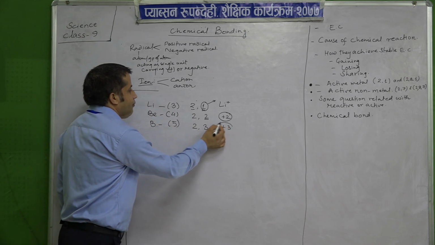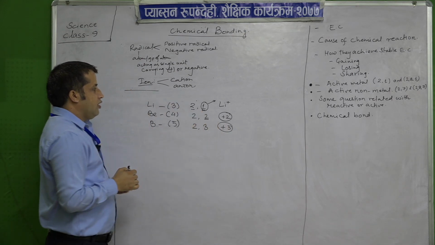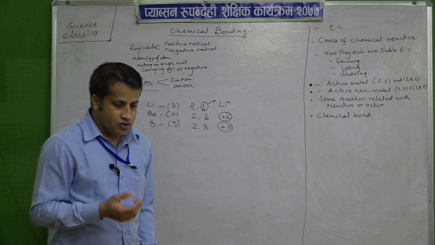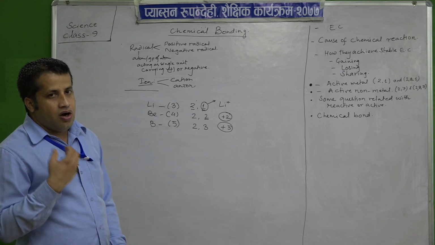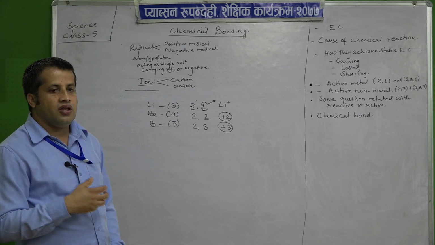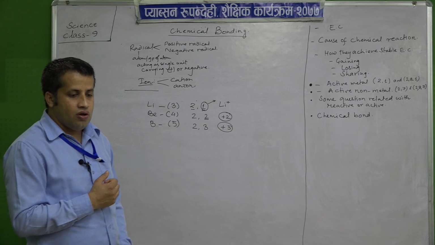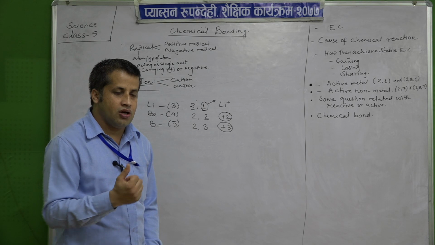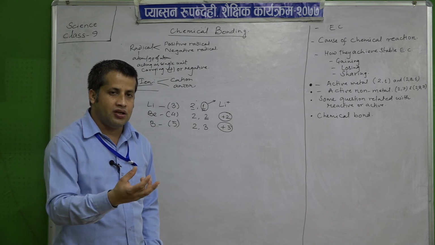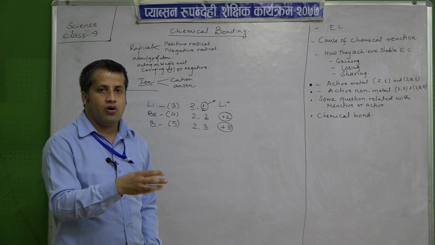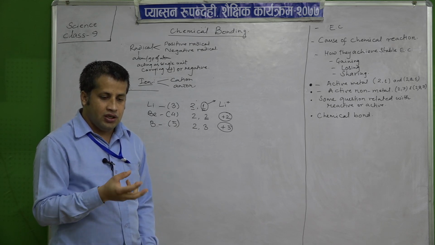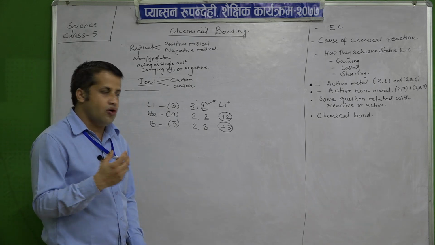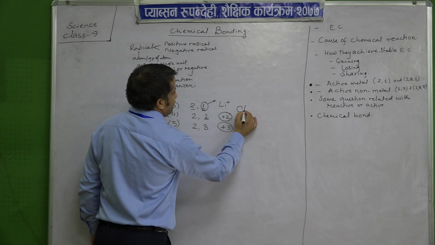So, what will happen in this case? They will try to achieve a stable electronic configuration. If they are not having the stable electronic configuration, they will undergo a chemical reaction. How easily they can donate or lose electrons to another element to form a compound or a molecule is called chemical reactivity.